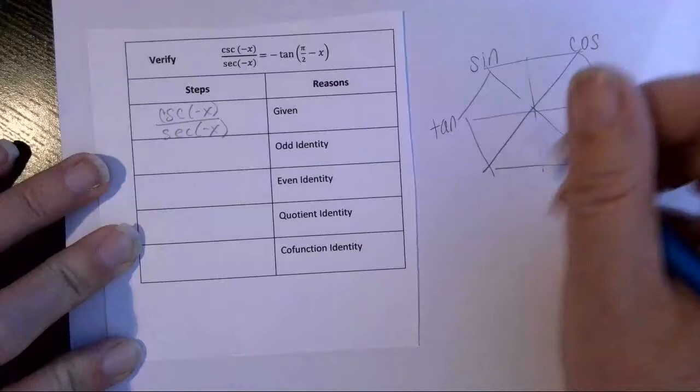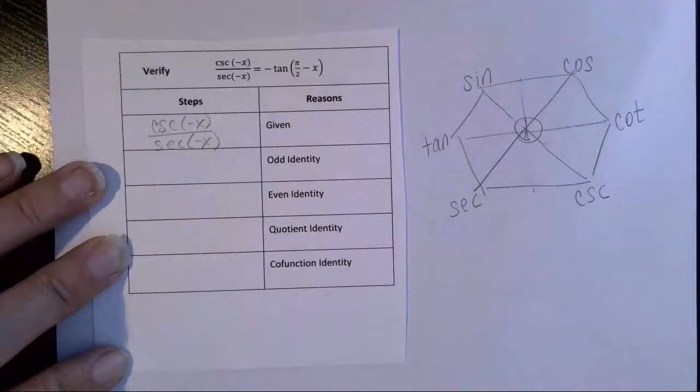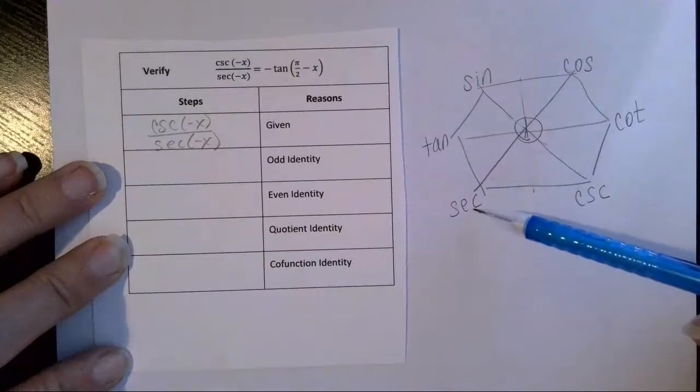So if I notice these negatives here, that makes me think of even odd identities. And remember, you can find your even identities by looking for the abbreviation that has an E in it, and secant has an E. So secant and its reciprocal cosine, those are even. So secant of x and cosine of x, those are even identities.